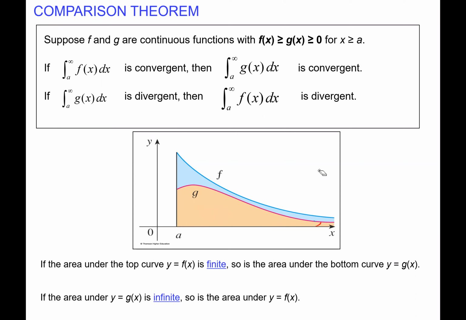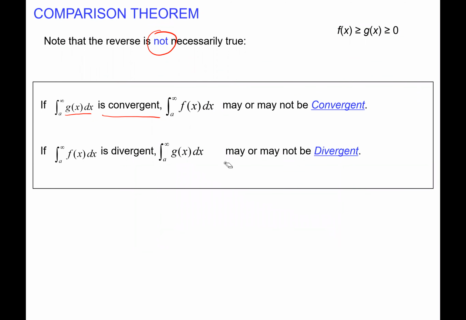Or the other way. If the integral of f of x is divergent, that means the entire blue part is huge, infinity. Everything that is smaller could be infinity, but could also be a finite number. That's another case where we can't conclude, it may or may not be convergent or divergent respectively.